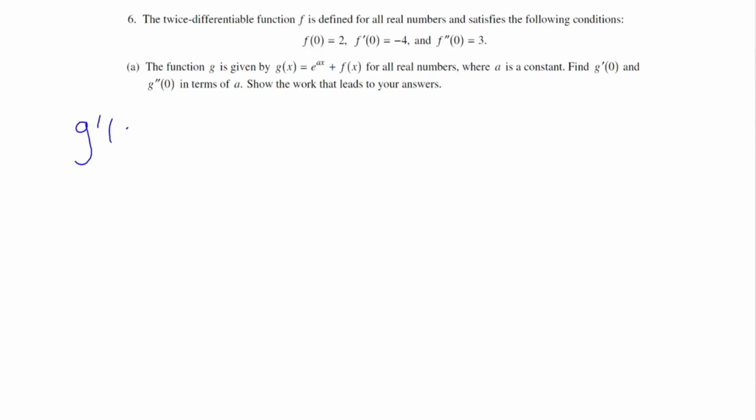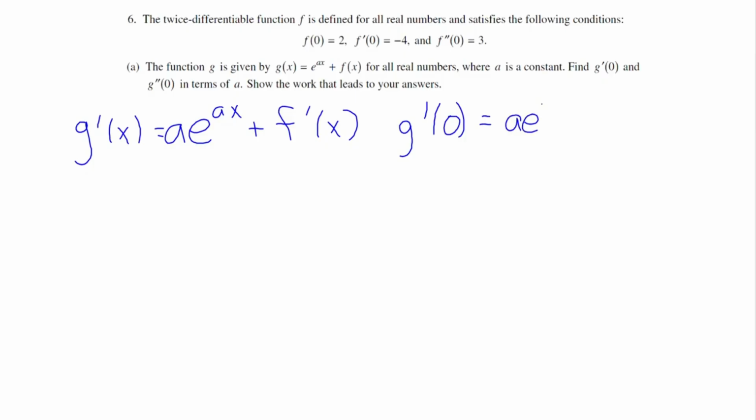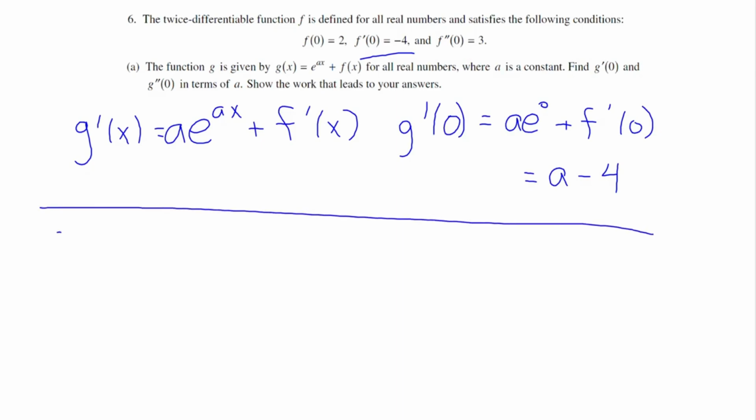So we'll start with g prime of x. G prime of x is just e to the ax, because the derivative of e to the ax is e to the ax, times the derivative of ax, which is just a, and then plus f prime of x. So that tells us that g prime of 0, the first thing it asks us to find, is just a times e to the 0, because a times 0 is going to be 0, plus f prime of 0. But we know f prime of 0 is -4, and e to the 0 is 1, so we get a minus 4.